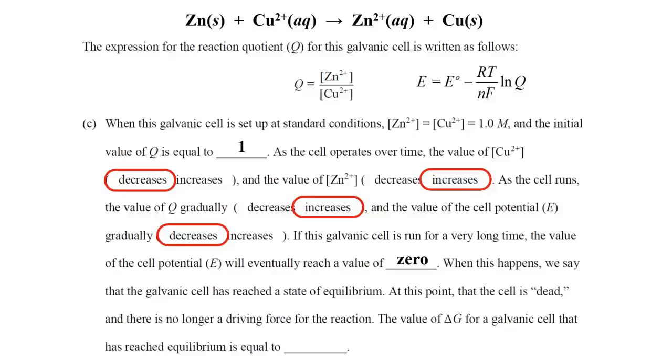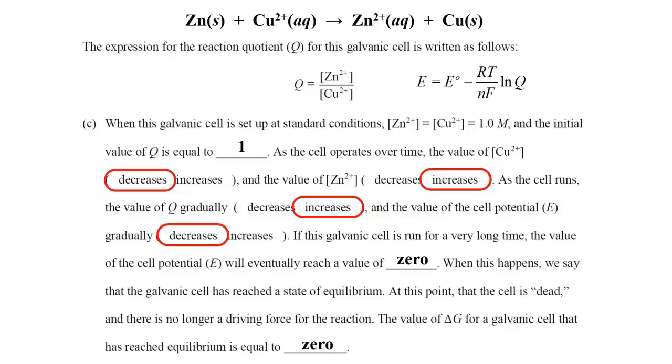So as Q continues to get larger and larger over time, the cell potential continues to get smaller and smaller over time. But when it goes all the way to 0, we say that the galvanic cell has reached a state of equilibrium. So at this point, the cell is dead. The voltage, the cell potential, drops to 0, and there is no longer a driving force for the reaction.